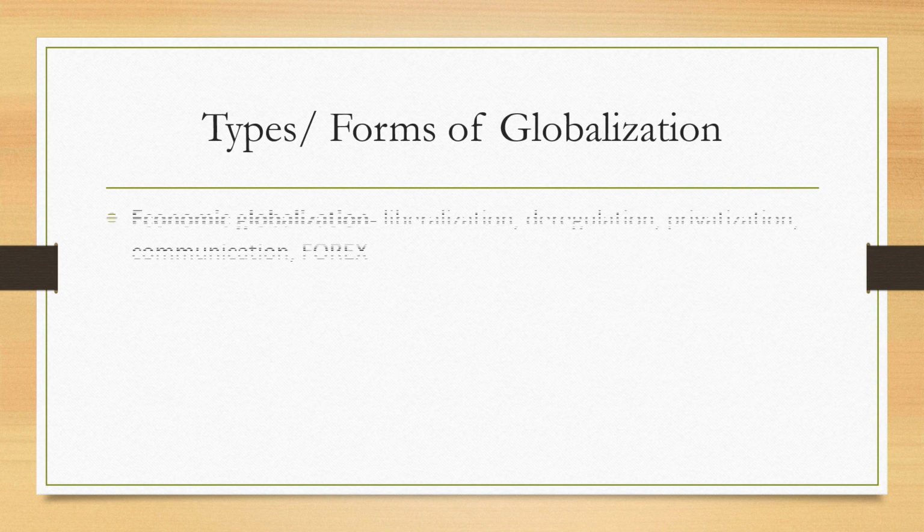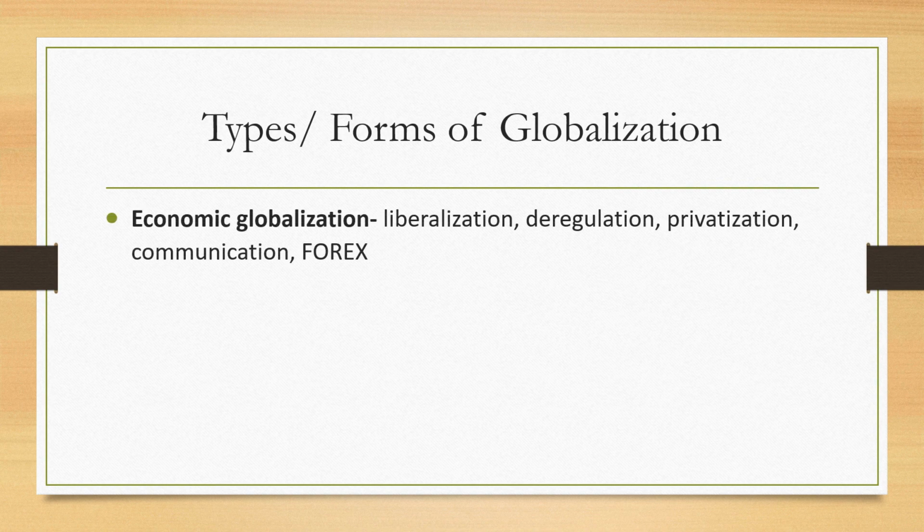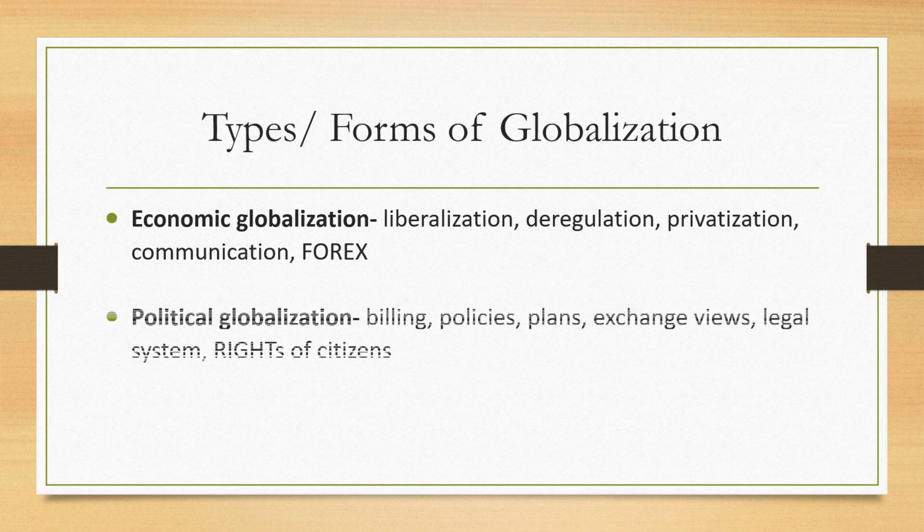Types or forms of globalization. First we have economic globalization, which considers liberalization, deregulation, privatization, communication, forex. Next is political globalization, which includes bills, policies, plans, exchange of views, legal system, rights of citizens.